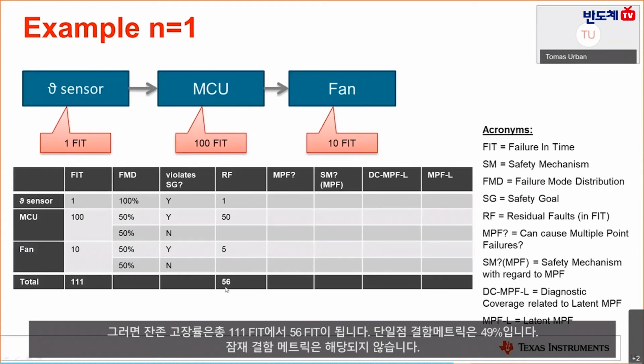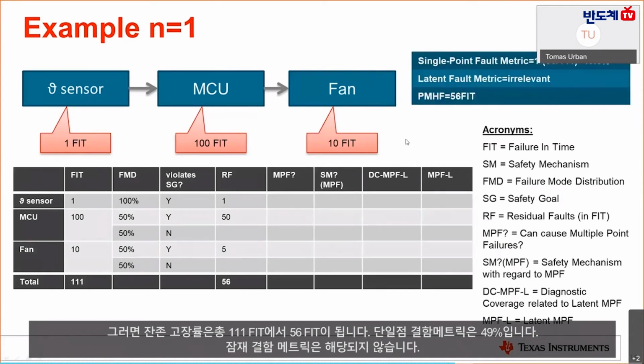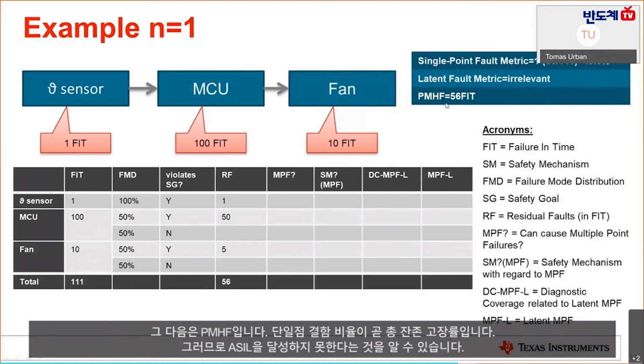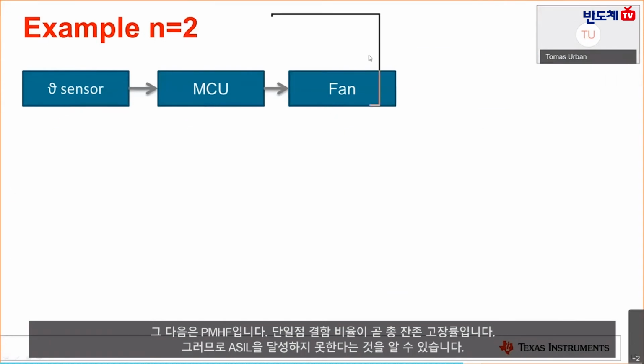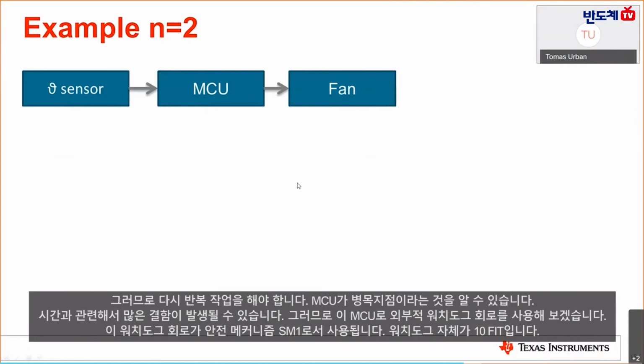But the residual failure rate is now 56 FIT out of a total 111, and we see that the single point fault metric ratio is 49%. There is no latent fault metric, and the PMHF, the total residual failure rate, is the full single point fault rate. So obviously there is no ASIL achieved by this. So we need to go to the next iteration.